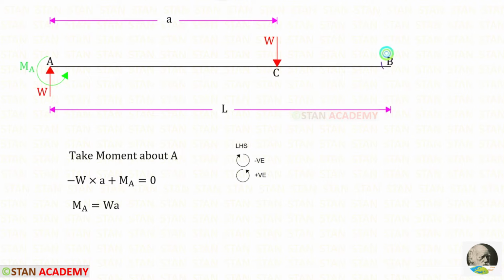Now from the point B, let us take a moment about A and find MA. We have to follow left hand side rule. Clockwise will be negative and anti-clockwise will be positive. The load W is acting in the clockwise direction so that it will be negative and the distance is A. The moment MA will be acting in the anti-clockwise direction so that it will be positive. For MA, we will get WA.